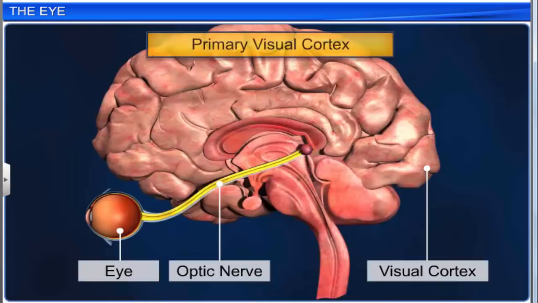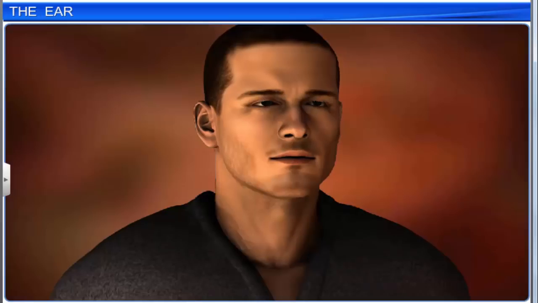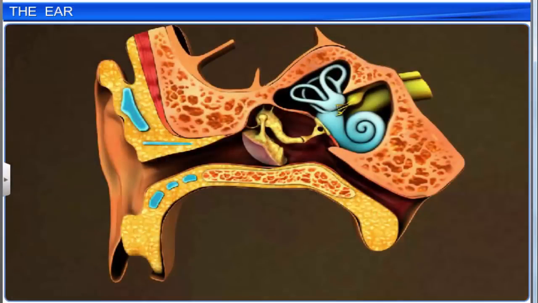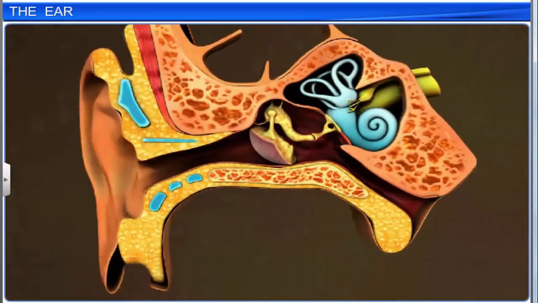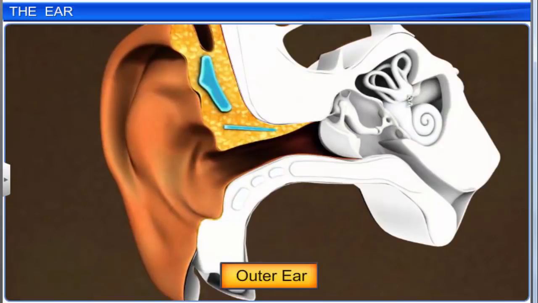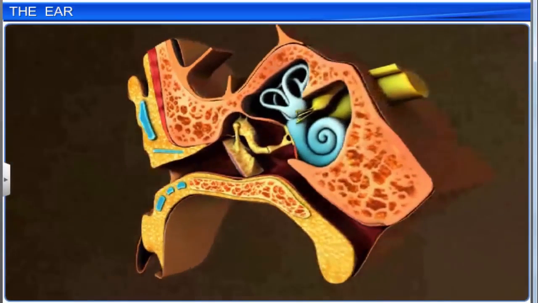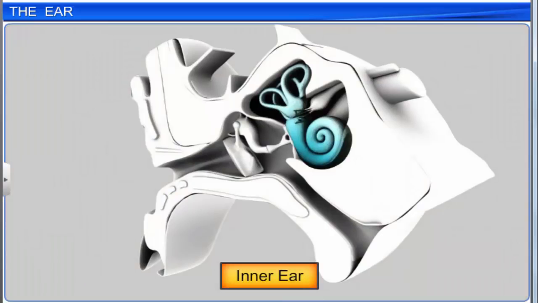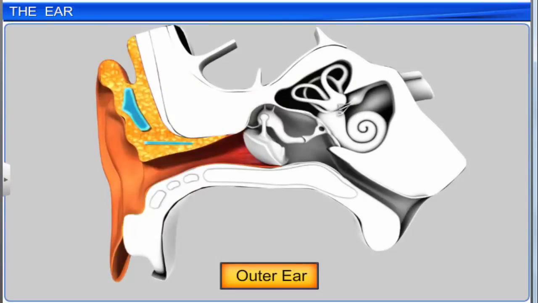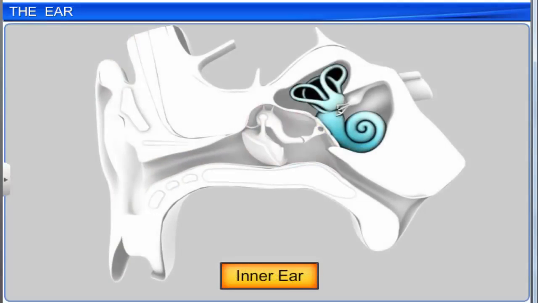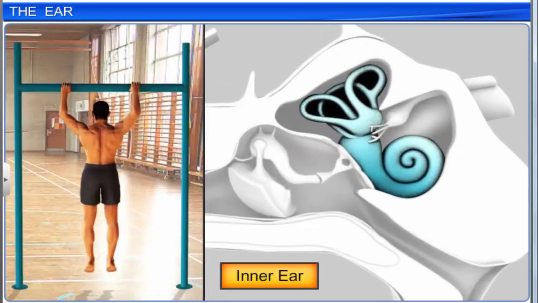These nerve impulses are analyzed in the visual area and help to recognize the image formed. The ear is an important organ that not only assists in hearing, but also helps the body maintain balance. It can be divided into three sections: the outer ear, the middle ear, and the inner ear. The outer and middle ear structures assist only in hearing, while the inner ear also helps to maintain the body's equilibrium.